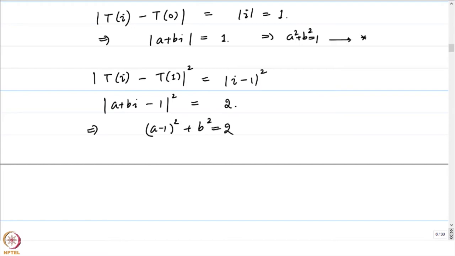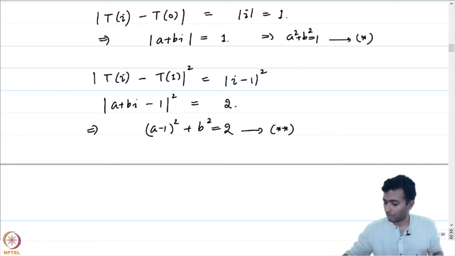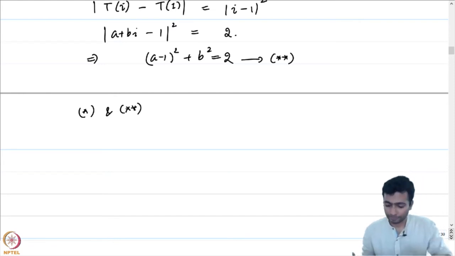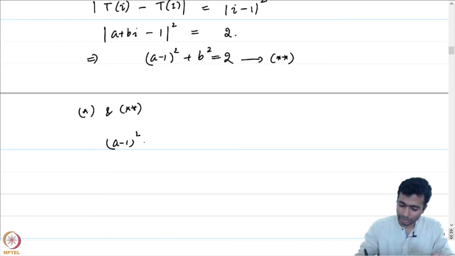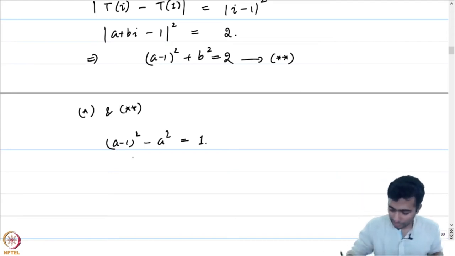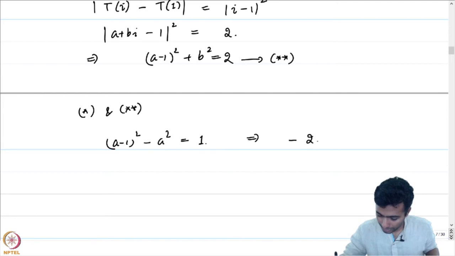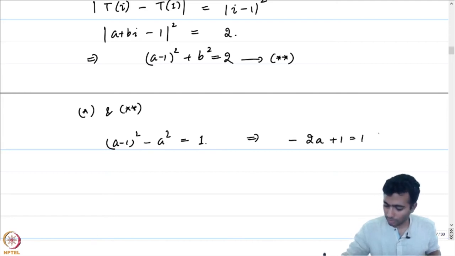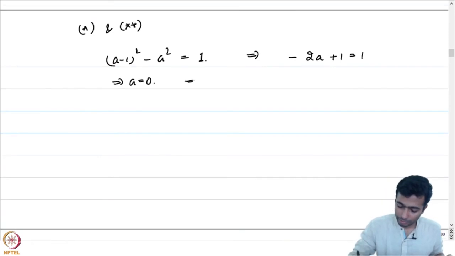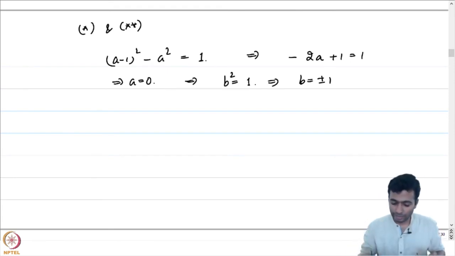So, there is one equation here, and another equation here, the two equations star and star star. Subtracting one from the other, we have (a minus 1) squared minus a squared is equal to 2 minus 1, which is 1. Just solving it straight in, it will be minus 2a plus 1 is equal to 1, which gives a is equal to 0. Therefore, a is 0 here. That means b squared is equal to 1, and therefore b is plus or minus 1. So, T(i) is either i or it is minus i.